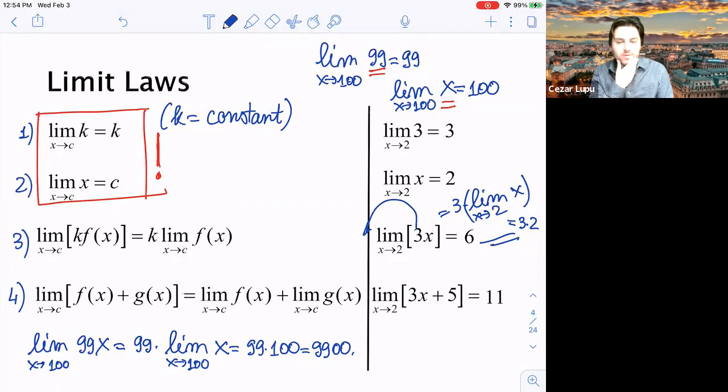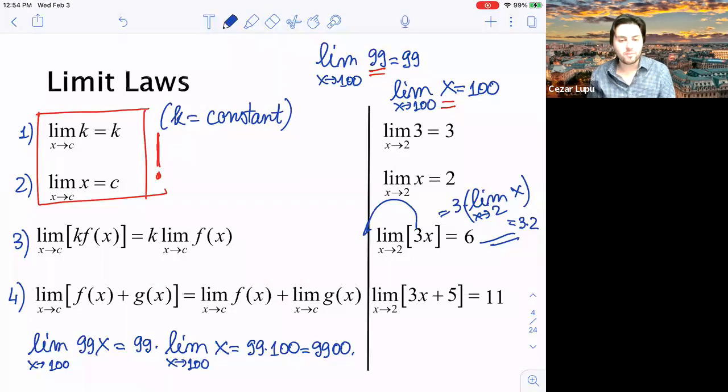At the fourth limit, you see, I add these two. I have two functions, f and g. And I'm wondering, what is the limit as x approaches c of f of x plus g of x? Well, basically, in other words, the limit of the sum is the sum of the limits. That's what number 4 is all about.